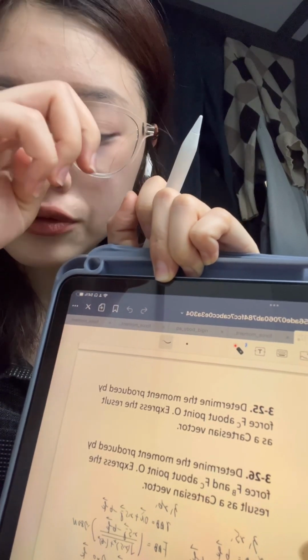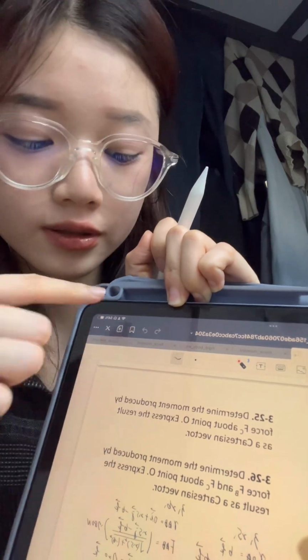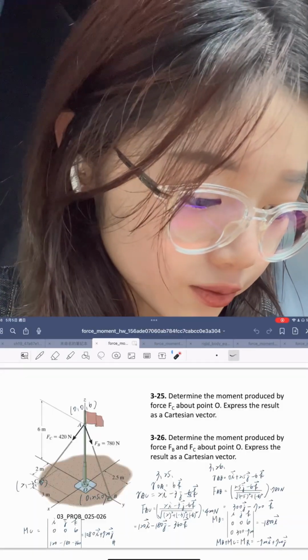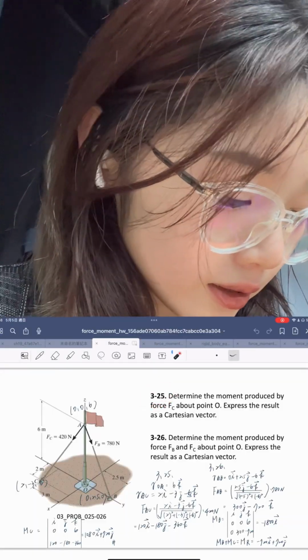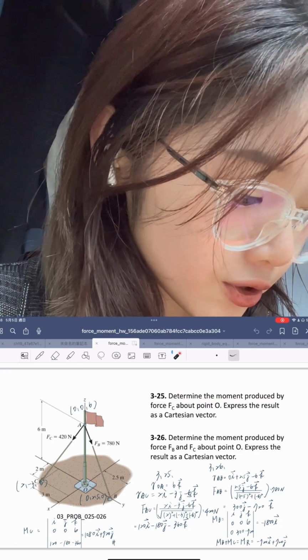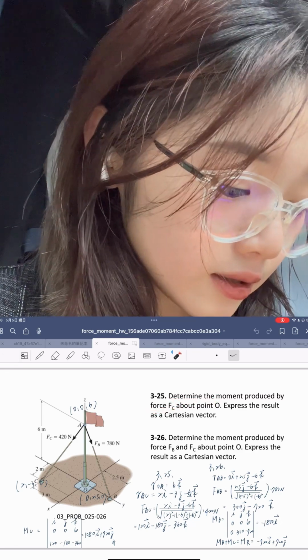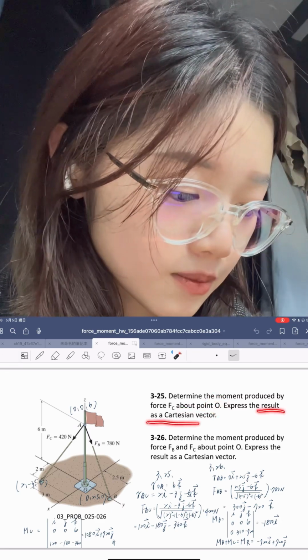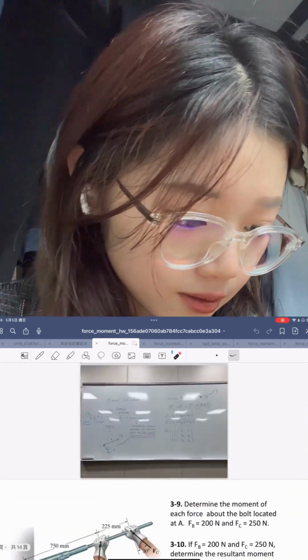And the next is 3.25 and 3.26. 3.25 is X. Determine the moment produced by the force FC about the point O. Express the result as Cartesian vector. And Cartesian vector just like this.